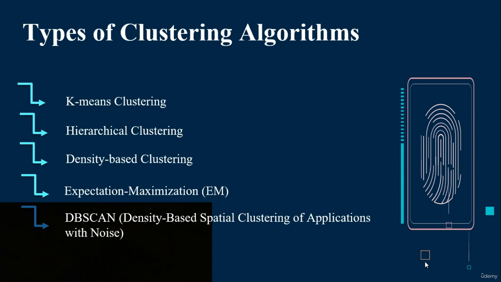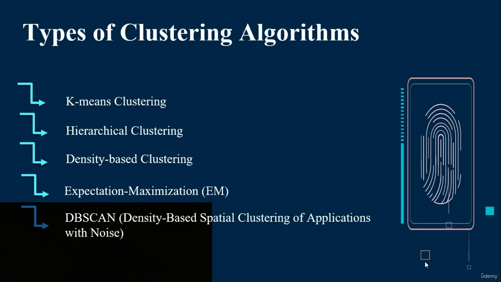Number two, we have hierarchical clustering. Hierarchical clustering builds a tree-like structure of clusters where each data point starts as an individual cluster and is successively merged based on their similarity. It can be agglomerative, bottom-up, or divisive, top-down. Third one we have density-based clustering. Density-based clustering algorithms such as DBSCAN identify clusters based on the density of data points. They group together regions of high density, separated by areas of low density, and are robust to noise and outliers.